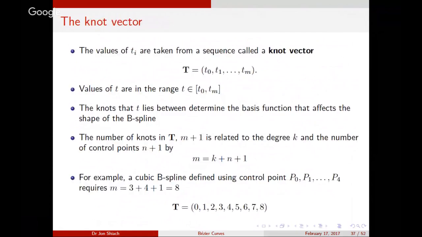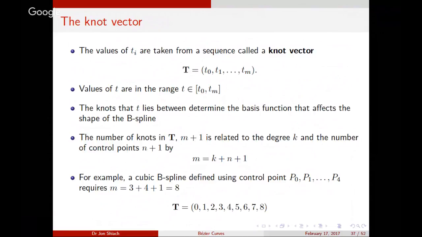The number of knots, n plus 1, is related to the degree k of your B-spline and the number of control points by this. So if you had a cubic B-spline using control points P0 to P4, so there are 5 in total, n is 4, k is 3, plus 1, so we get 8. So we need 8 knots.